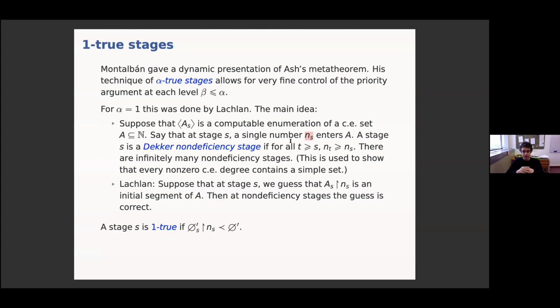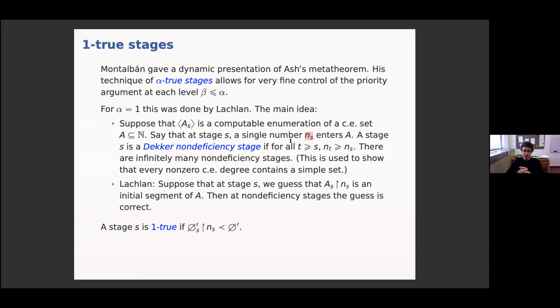And having infinitely many non-deficiency stages suffices to compute the set. So the set of deficiency stages, the complement, is simple. This shows that every non-zero C degree contains a simple set.